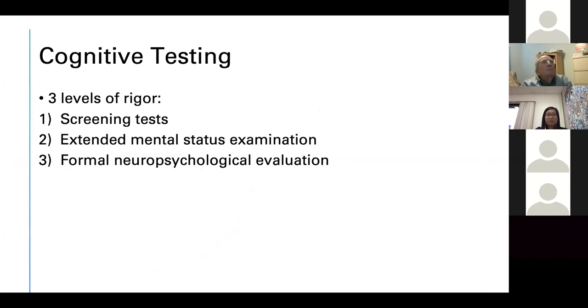So in terms of cognitive testing, there's 3 levels of rigor. So the first level would be screening tests that you can do at the bedside or in your clinic. The second level is an extended mental status exam, which typically takes about 60 minutes to administer, and that's not quite feasible in a busy clinic setting or by the bedside. And the gold standard for cognitive testing is a formal neuropsychological evaluation where the patient undergoes multiple cognitive tests. It typically takes about 4 hours or more.